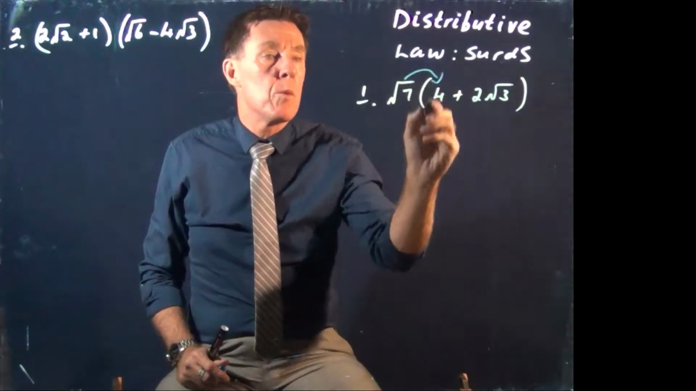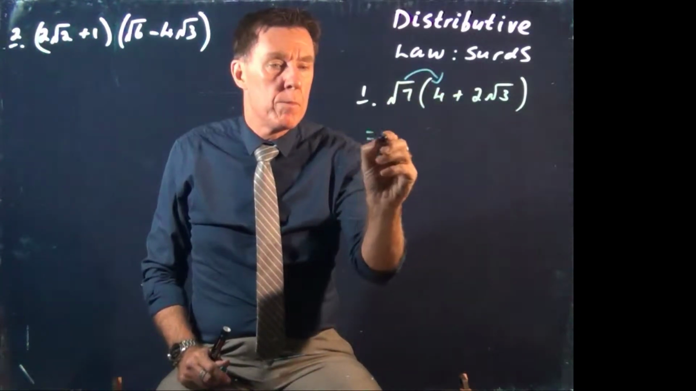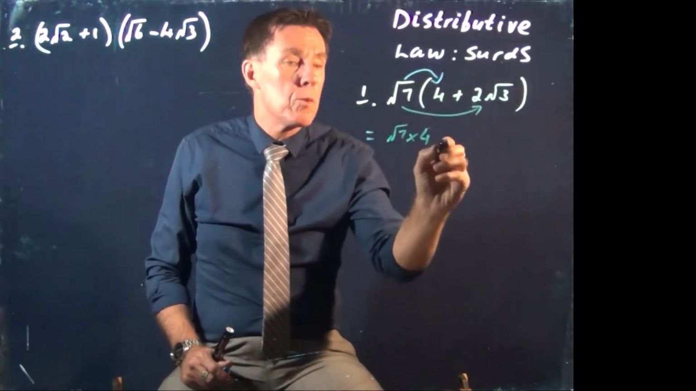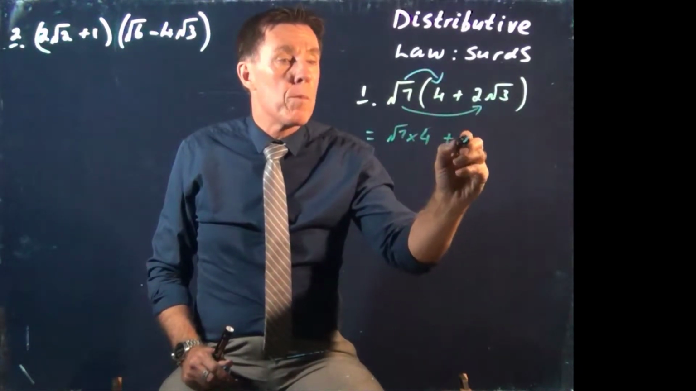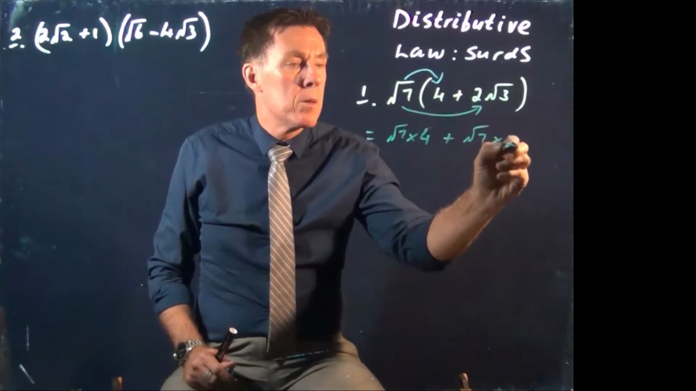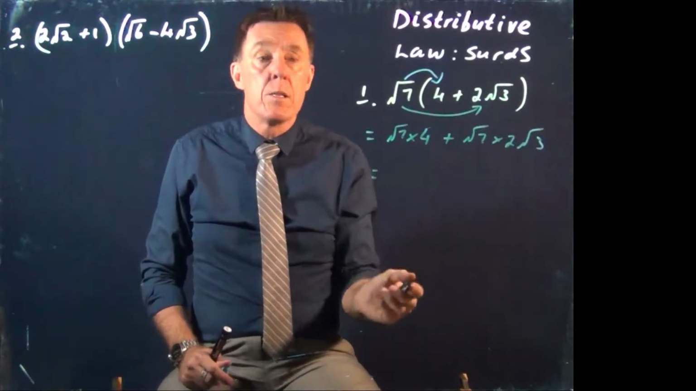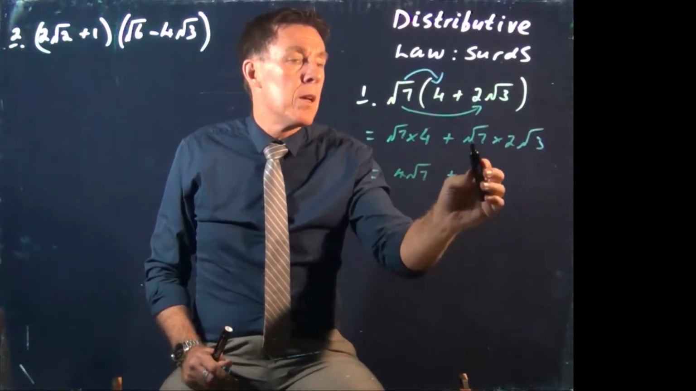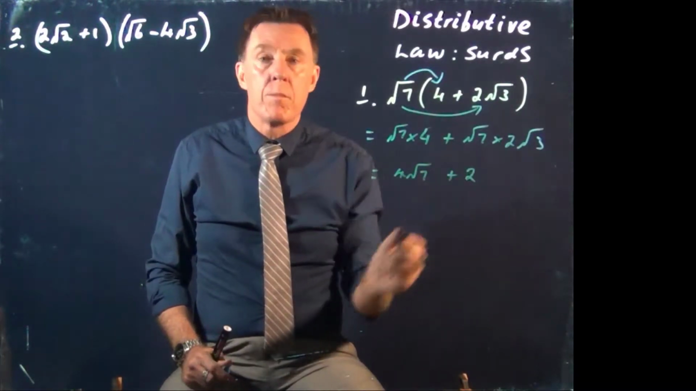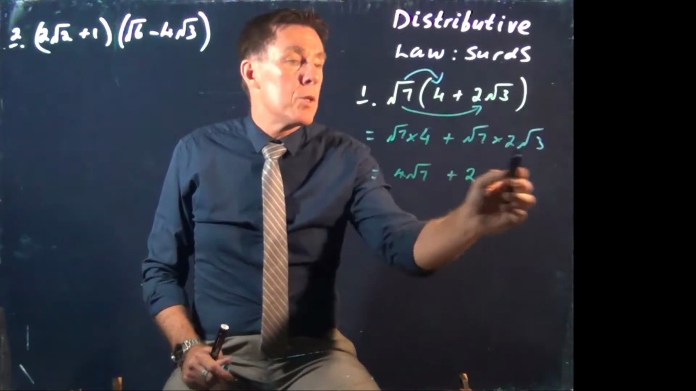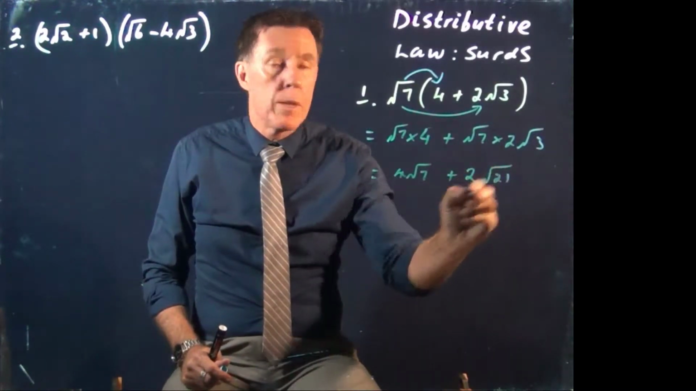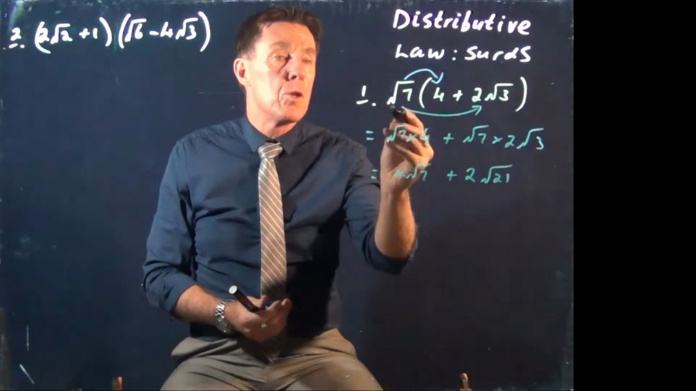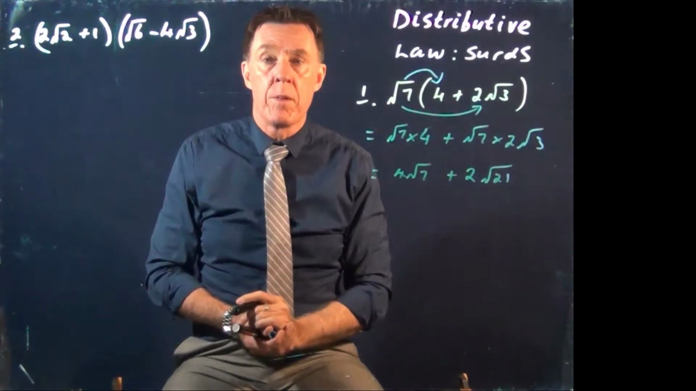So the root 7 has to multiply the 4, and the root 7 also has to multiply the 2 root 3. Simplifies down to 4 root 7 plus, now the 2 is the only rational number there, root 7 by root 3 is root 21. So there's a very simple case of surd being applied to distributive law.